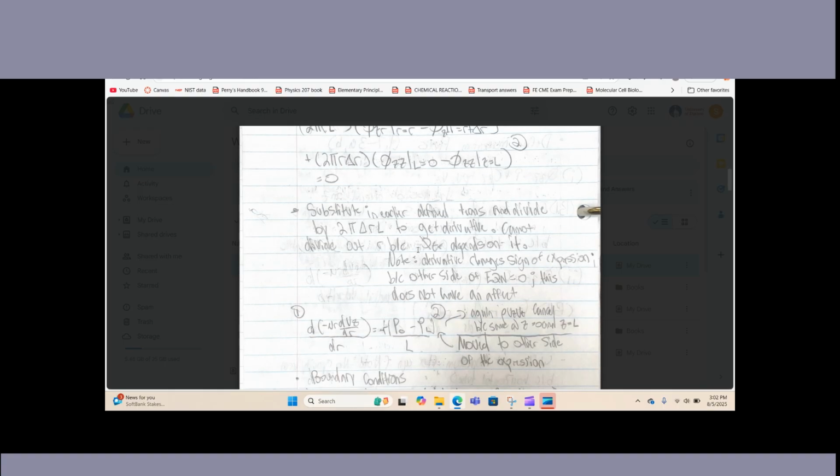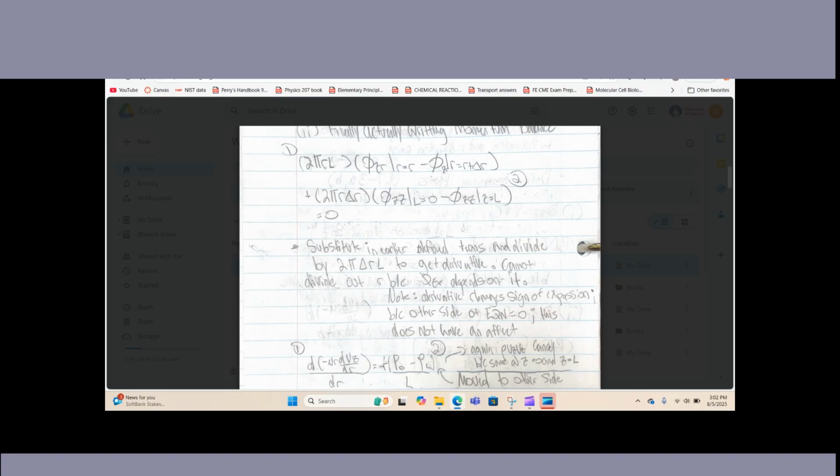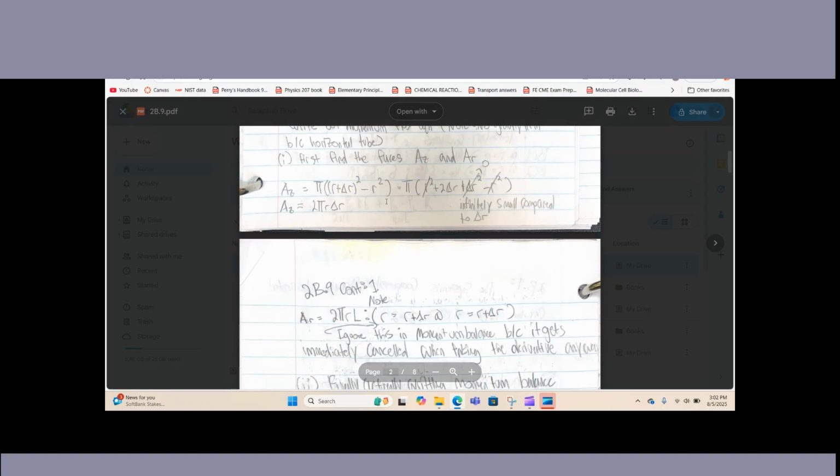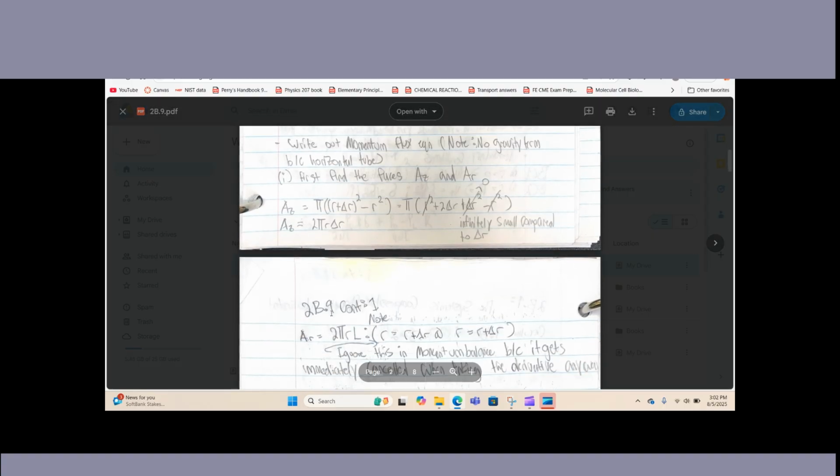So now we're going to substitute in the earlier defined terms and divide by 2 pi delta R L. And that's the differential volume. It's basically the common terms between these two faces, or all the terms that are present in these two faces. So there's 2 pi R, delta R, and there's L. So that's how you know.